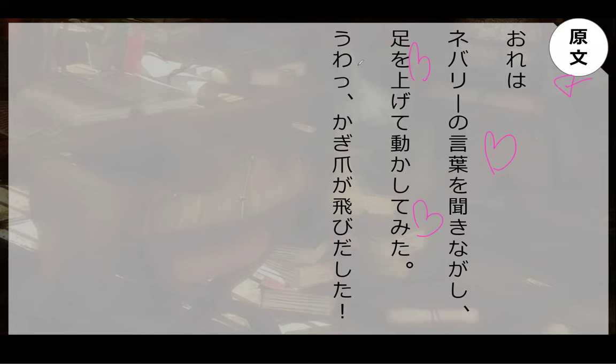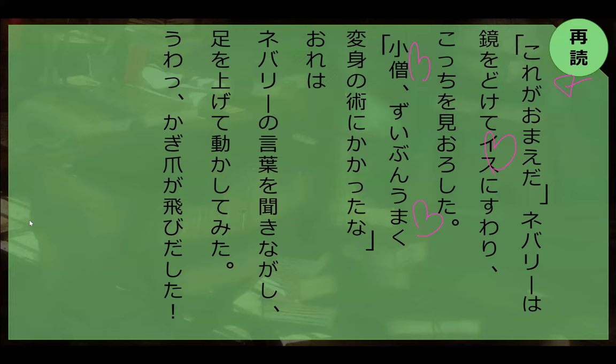わあ、鍵。爪が。The claws 飛び出した. Came up. So when I lift my feet, the claws came out. What is miorosumi? In fact, it kind of flies out, so it comes out in a very quick manner. That's why he uses tobidashita.